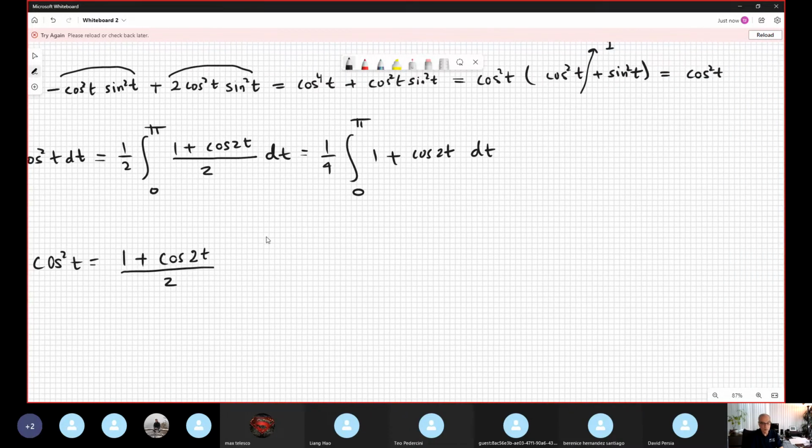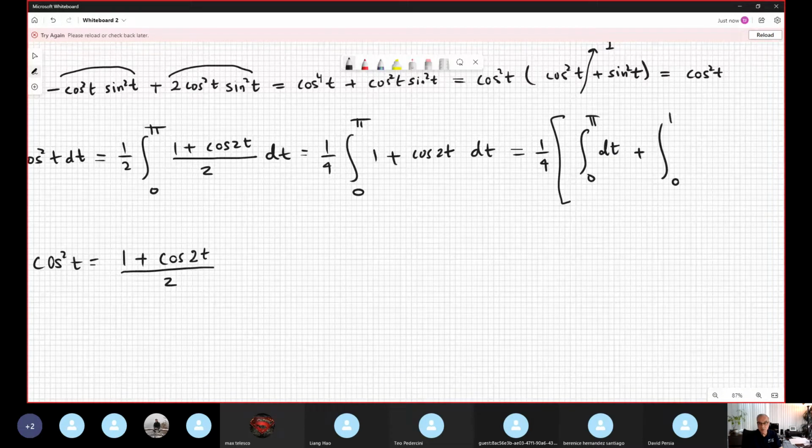Okay, we almost finished. Now, I like to separate this into two integrals, because 1/4 integral from 0 to pi of dt is easy, plus integral from 0 to pi of cosine 2t dt, separately, yeah.